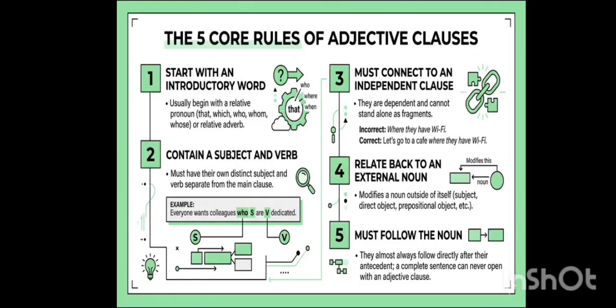Must connect to an independent clause. Adjective clauses are dependent. They can't stand alone as a sentence. If you just say, "where they have Wi-Fi," your friends will be confused. You must attach it to a complete thought and say, "Let's go to a cafe where they have Wi-Fi." Yes. The next rule relates back to an external noun. It must modify something outside of itself, like a subject, direct object, or prepositional object, okay?